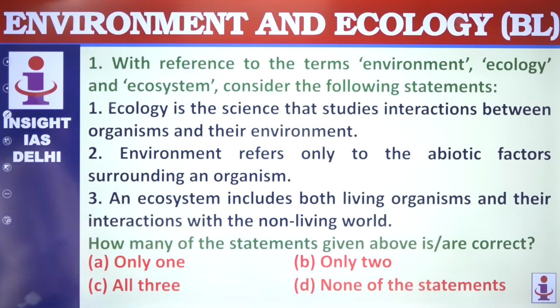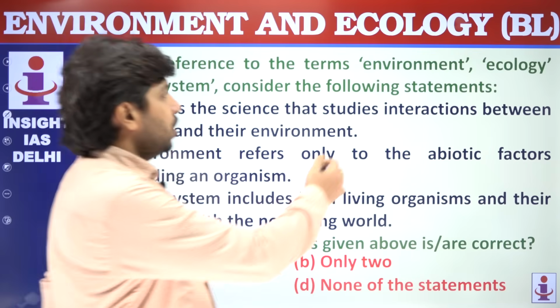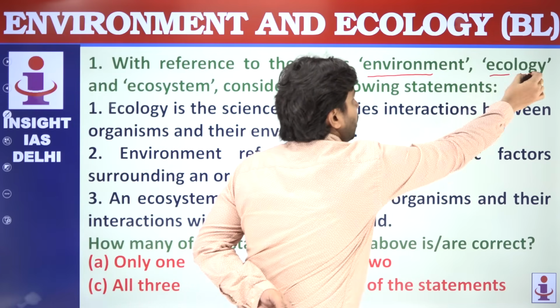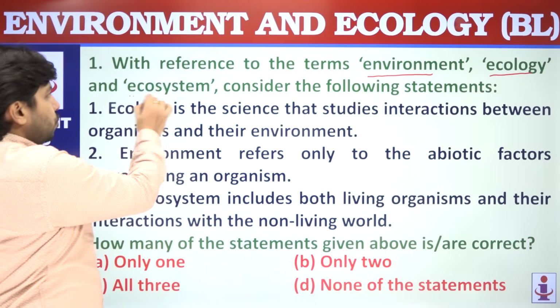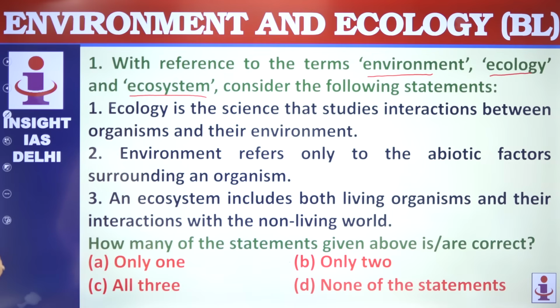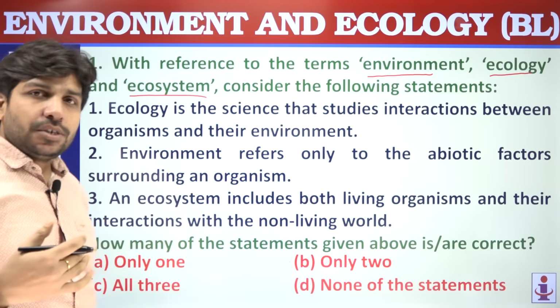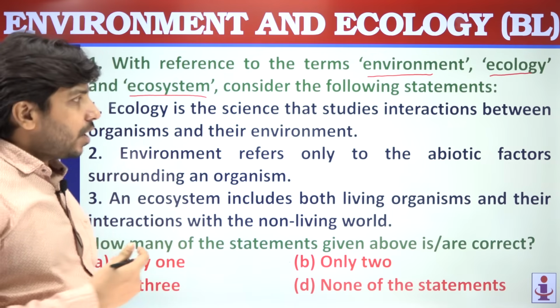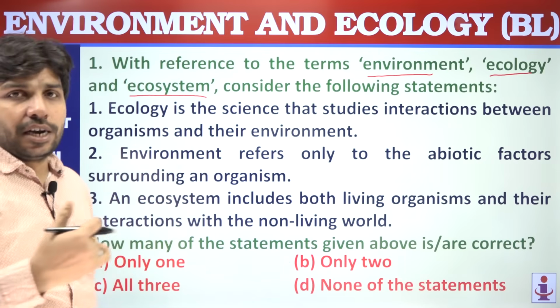So this is the first question. This first question is about definition of environment, ecology and ecosystem. Three terms. Very important terms: environment, ecology and ecosystem. The three statements are given, and these statements are asking you to identify which of these are the correct.